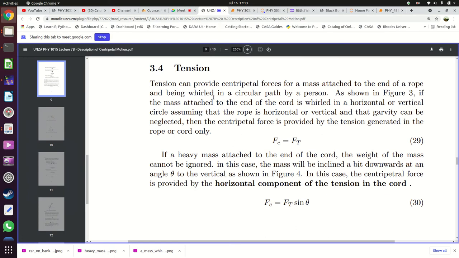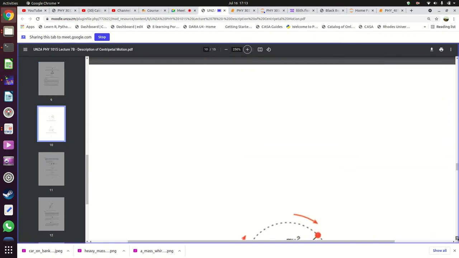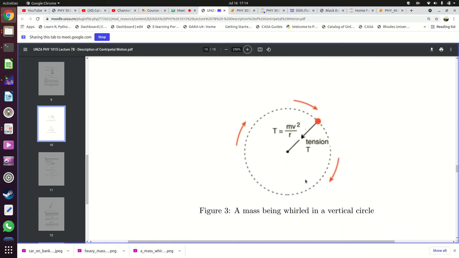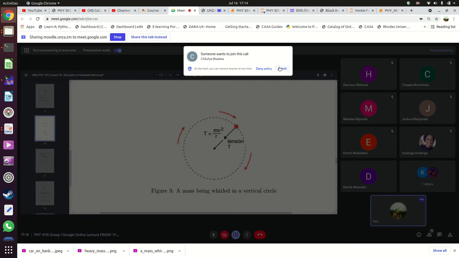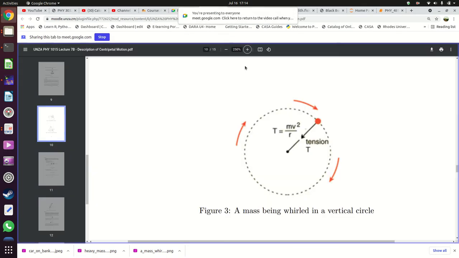So, the tension itself, if you have, for example, as shown in one of the figures which we have down here, a mass attached to a string, then this mass is forced to move in a circular path, whether it's vertically or horizontally. If you force this mass, which is shown by the orange here, to move in a circular path while it is attached to a string, with you at the center, then the tension in the rope is going to be what provides the centripetal force. The tension will force this mass to continue to move in a circle.